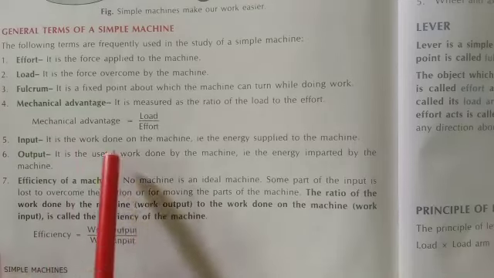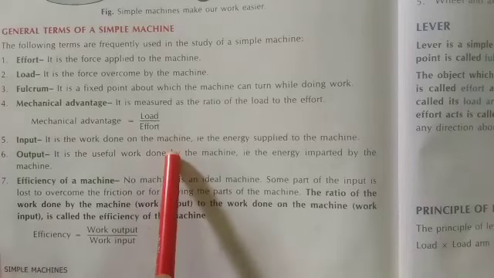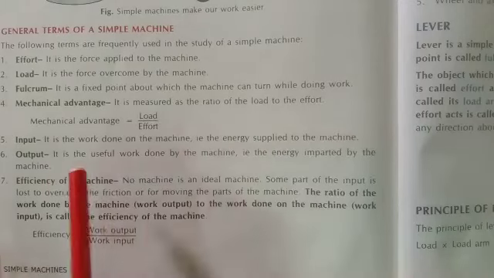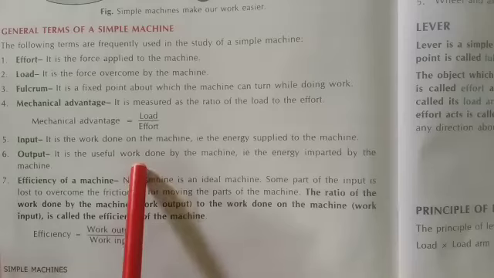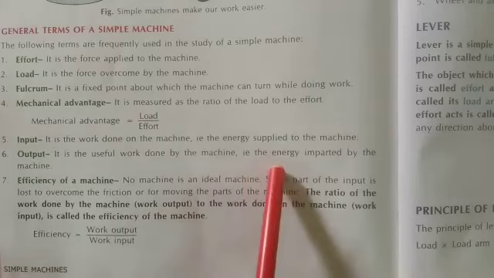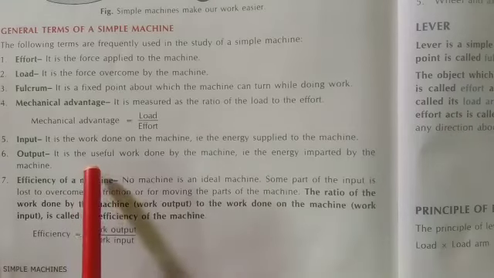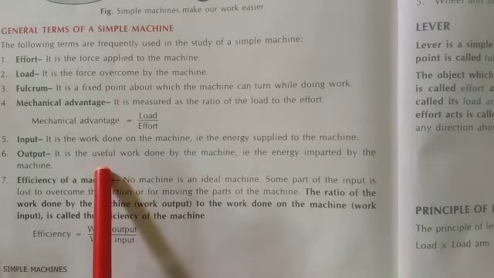Next is input. It is the work done on the machine, such as the energy supplied to the machine. Output means the useful work done by the machine, meaning the energy imparted by the machine. Input means you have to supply, output is what you are getting.